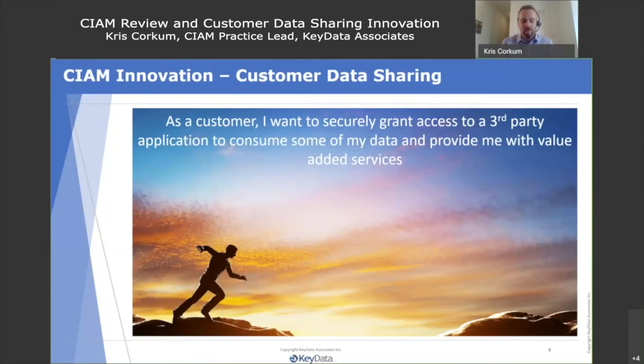Okay, so moving on now to customer data sharing. In terms of a requirement, here's how we can try to articulate the potential change in the industry and the need for CIAM innovation. As a customer, I want to securely grant access to a third-party application to consume some of my data and provide me with value-added services. So increasingly, regulators are siding with customers and declaring that customers own their data and should be able to share it with their consent.